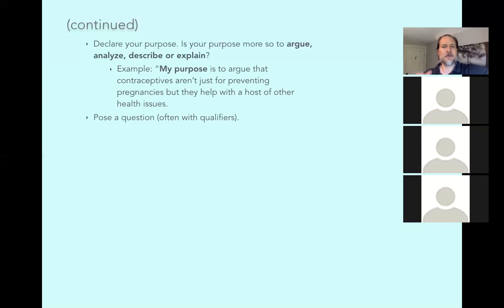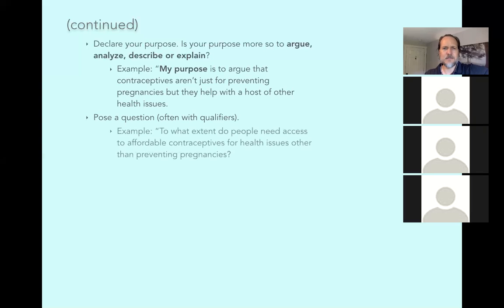Okay, last but not least, we're going to pose a question, often with qualifiers. The example is, to what extent do people need access to affordable contraceptives for health issues other than preventing pregnancies? So we take the same question, we're posing it slightly more tangentially, meaning it's coming in by proxy through a question. And questions are risky.